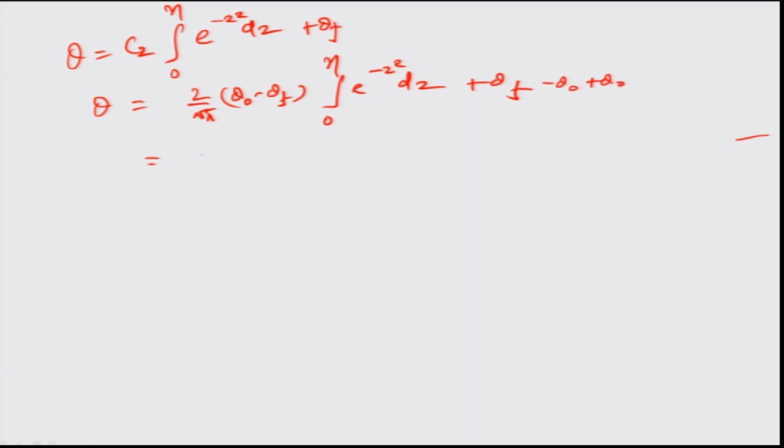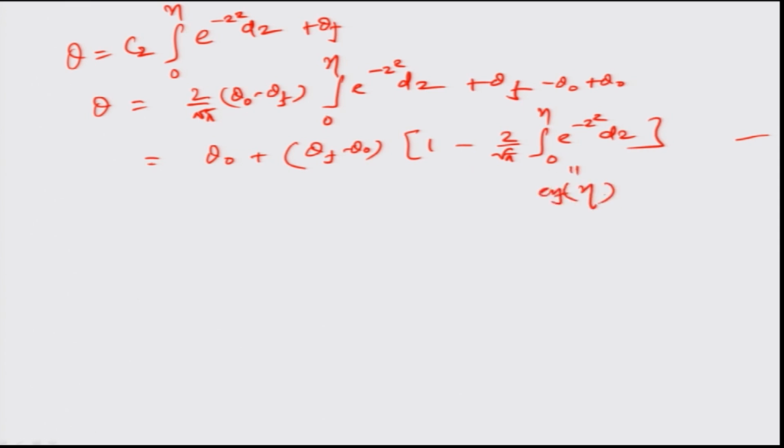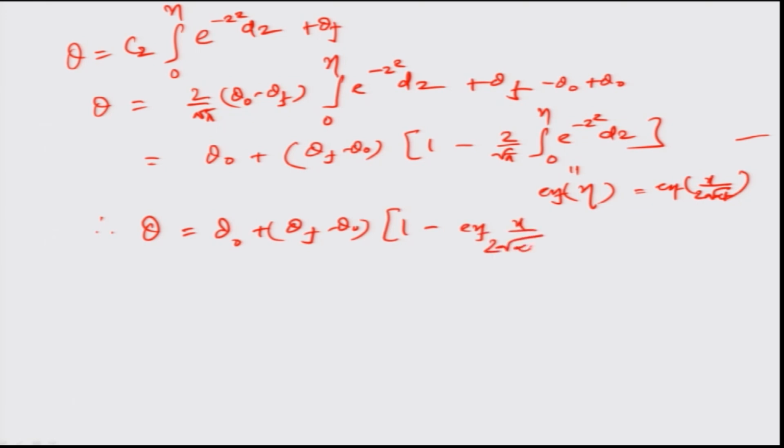So, I would have a much simpler form of the expression as theta 0 plus (theta f minus theta 0) times (1 minus twice by root pi times the integral from 0 to eta of e to the power of minus zeta square d zeta), and this is nothing but the error function of eta. And eta basically is nothing but x by twice root alpha t. This is a numerical integral. So, the value of theta comes out to be equal to theta 0 plus (theta f minus theta 0) times (1 minus the error function of x by twice root alpha t).